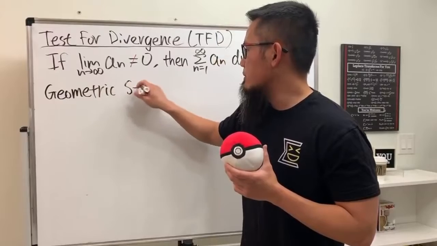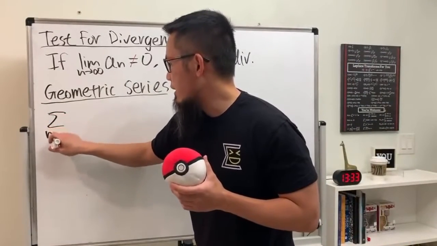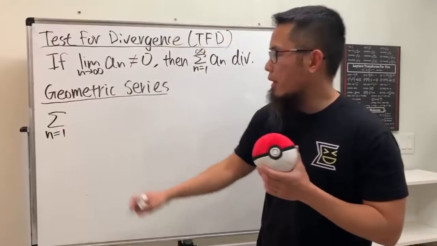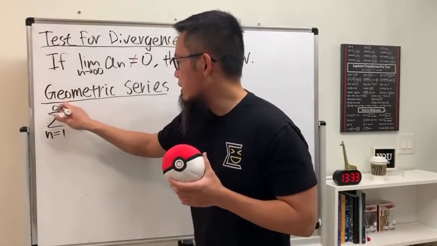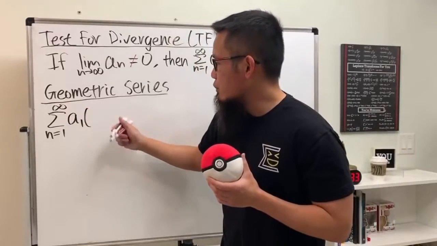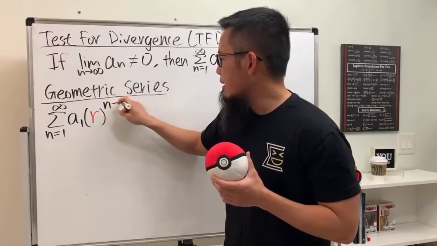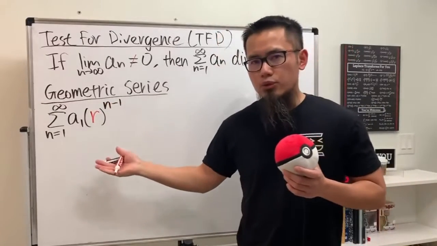Geometric series. And this right here has a special form. This is a series, and usually it's written when n is starting with 1, right? So it goes from 1 to infinity, and we have the first term, a1. And then we will have a common ratio, namely r, and then we are going to raise that to the n minus 1 power. Again, this is the usual form for it.